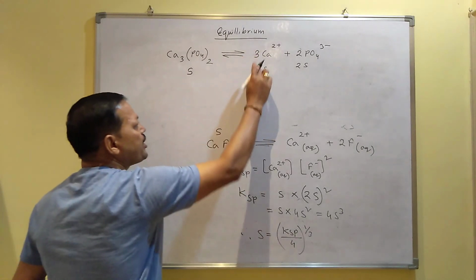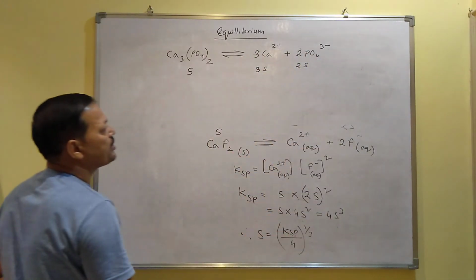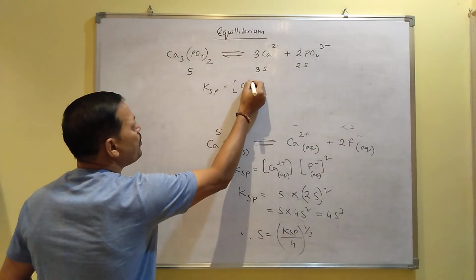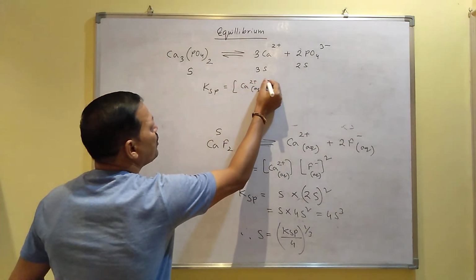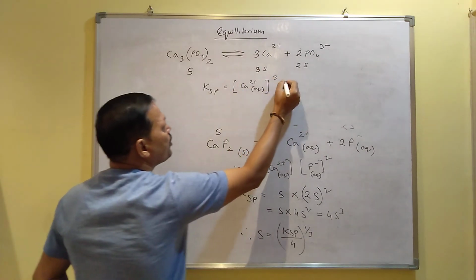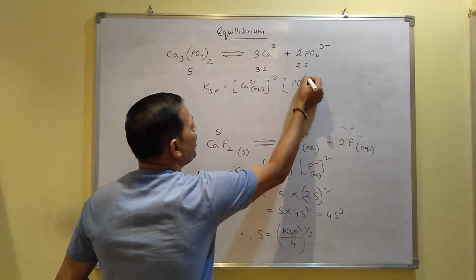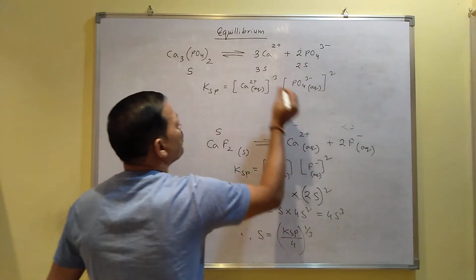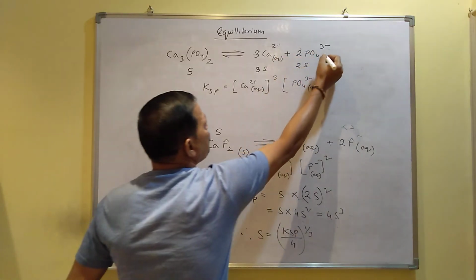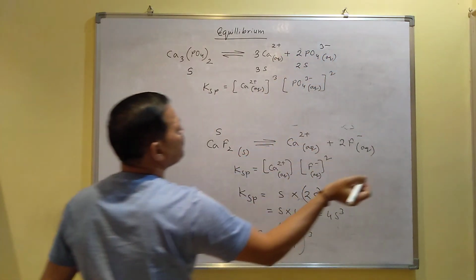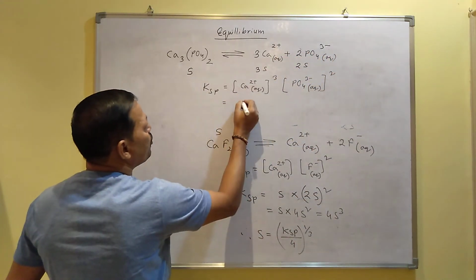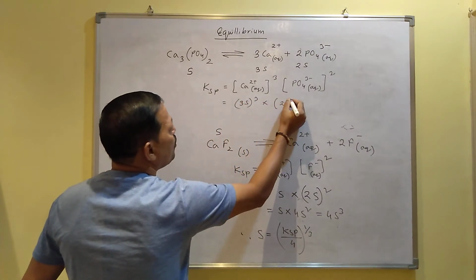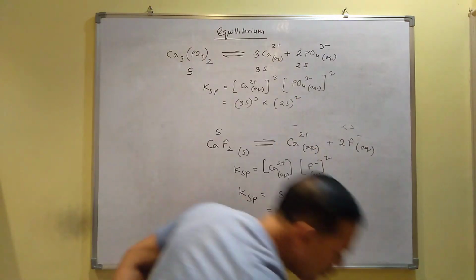Like this way you can find out the concentration of the ions. Here 3 moles are present, that's why 3S. Here 2 moles are present, that's why twice S. As you know, Ksp is equal to the multiplication of the concentration of ions. Calcium ion, coefficient 3, that's why whole cube, into phosphate ion, coefficient 2, that's why whole square. These are in aqueous state, because after dissolving in water it will produce the ions. So calcium ion 3S will be whole cube, into phosphate ion twice S, whole square.